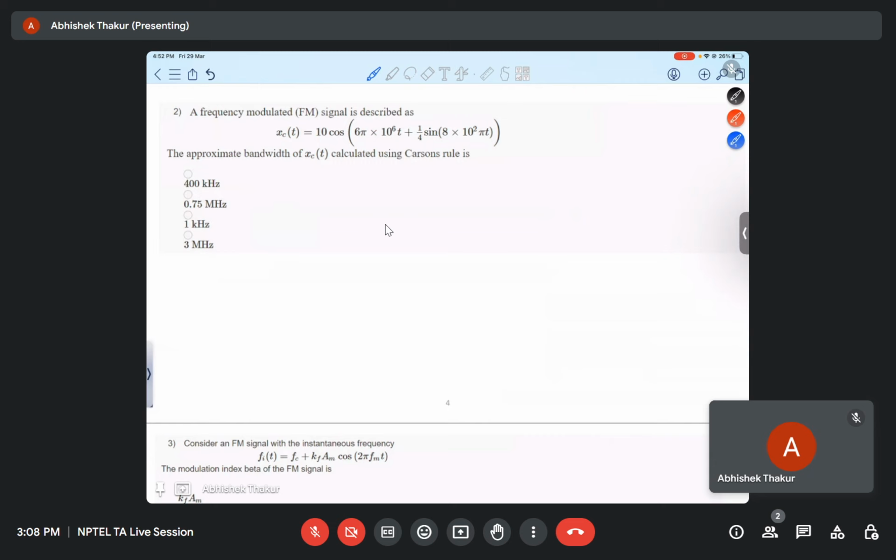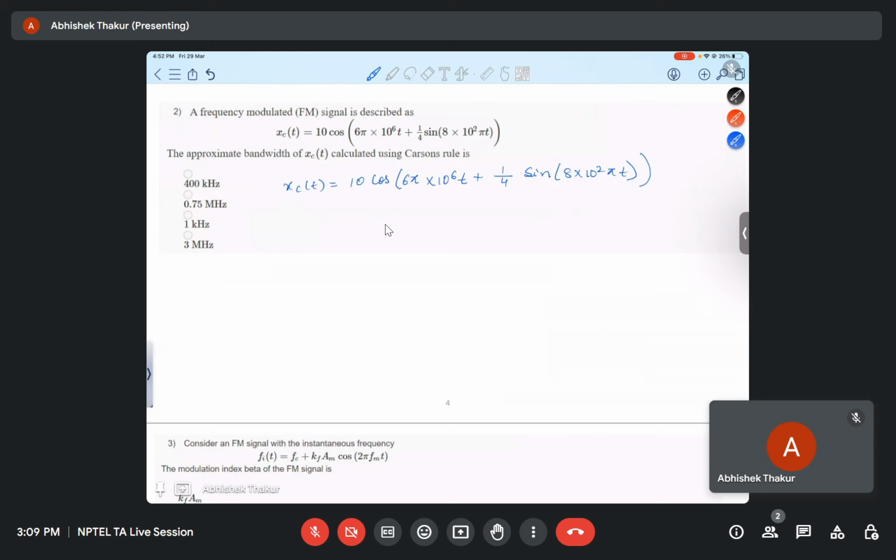So here is the given FM signal. The FM signal in this question is x c(t) equal to 10 cos of 6 pi into 10 to the power of 6 t plus 1 by 4 sine of 8 into 10 square pi t.